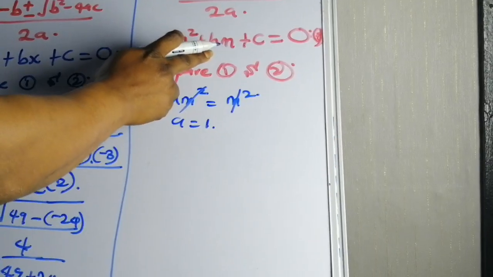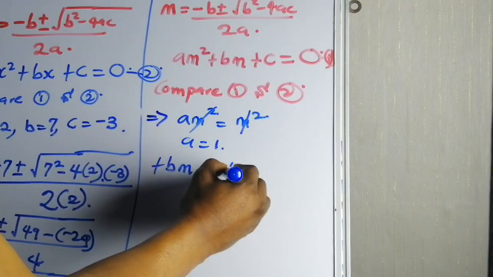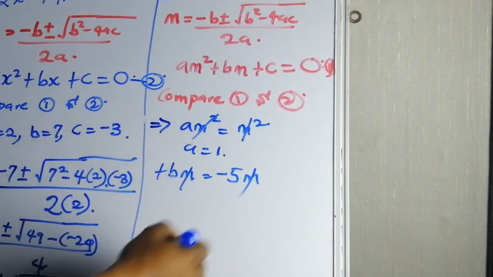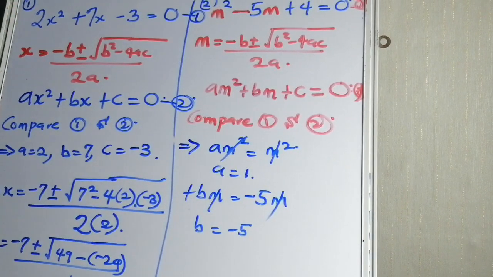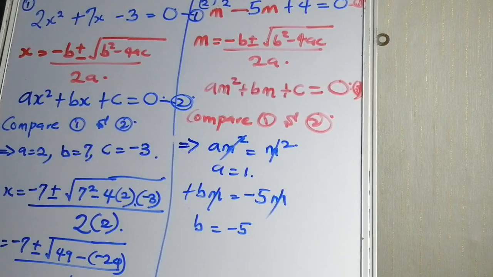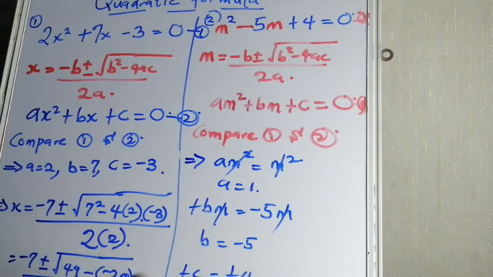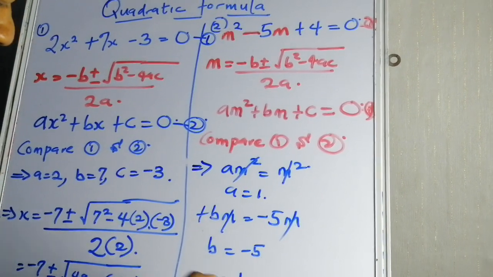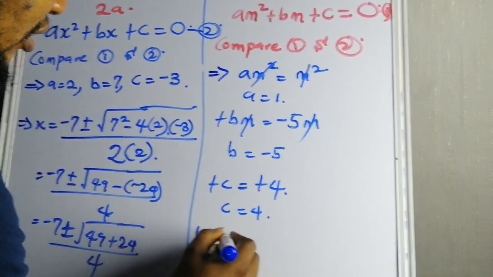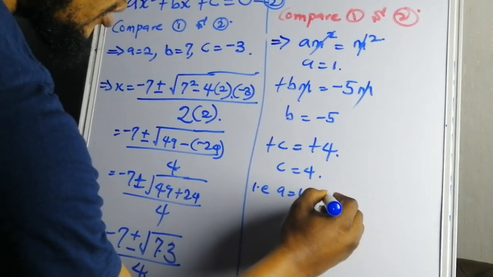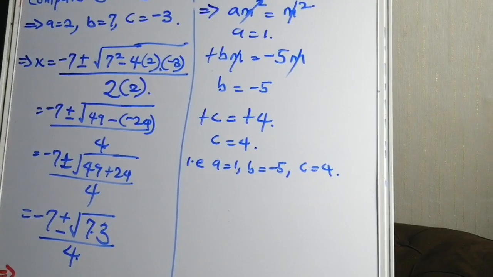So look at this one too. You are still comparing 1 and 2. That's plus bm equals minus 5m. m will cancel m. Okay, it shows that b is equal to minus 5. That is compare. Okay, so the last alphabet, which is c, it means plus c equals plus 4. So which implies that c is equal to 4. So that is a equals 1, b equals minus 5, then c equals 4. It's as simple as that.